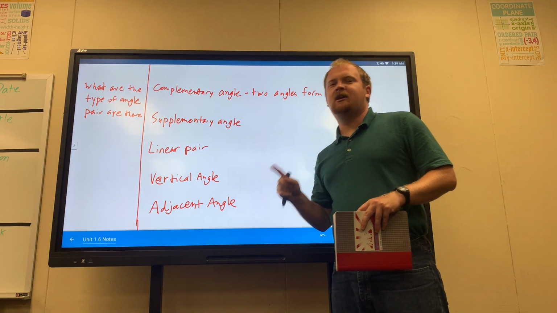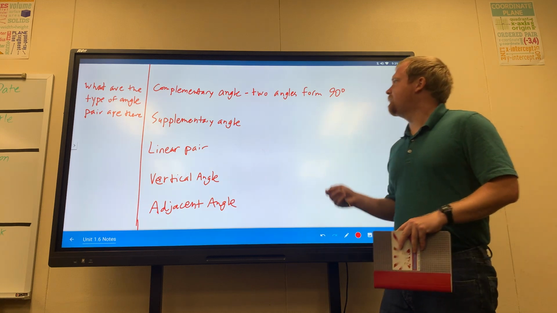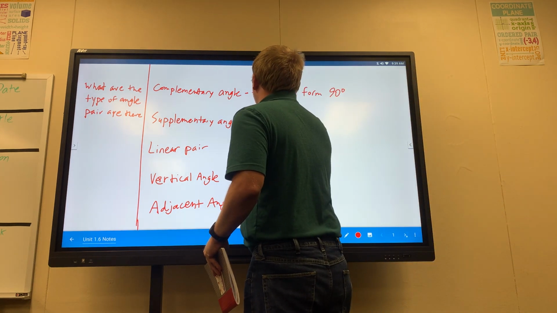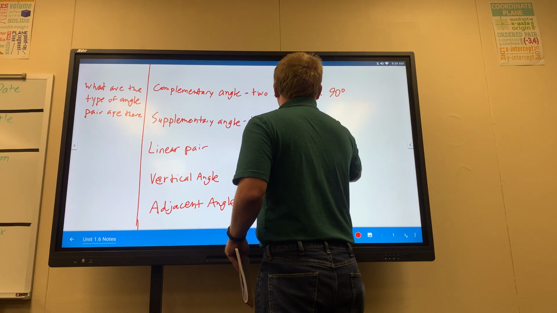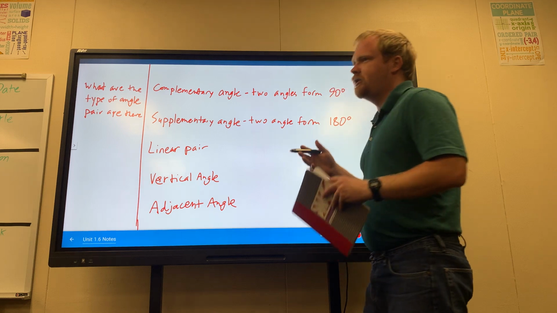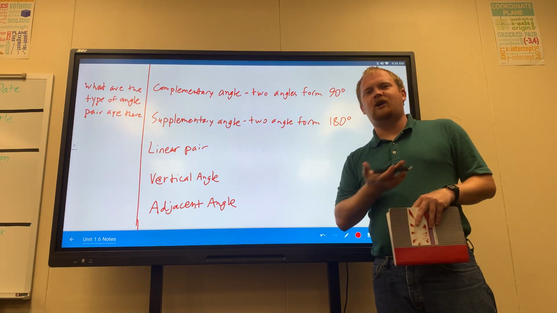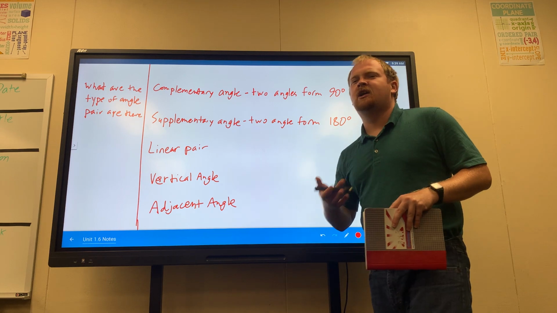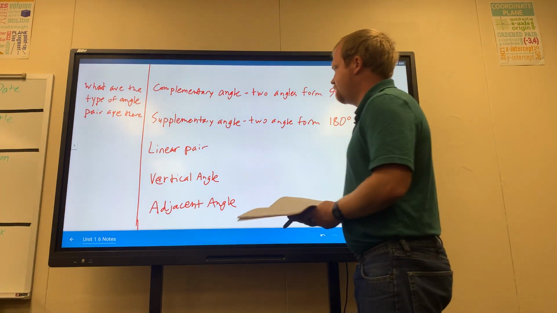a complementary angle. Supplementary is very similar to it, except there's one big difference. Two angles form 180 degrees. Okay, so instead of making a right angle, it basically makes a straight angle or 180 degree angle. So that's one thing to be aware of.